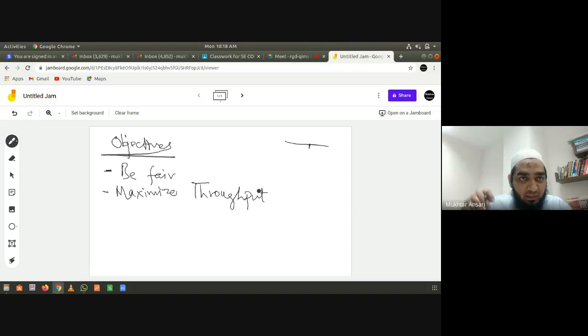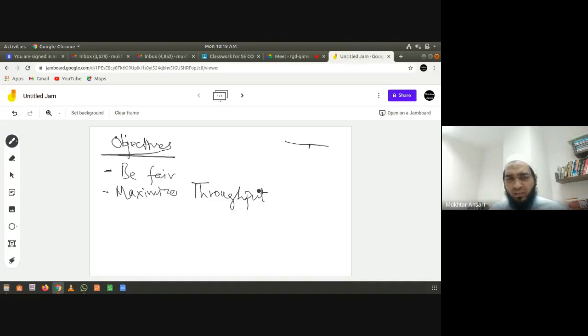The purpose of this objective is that the maximum number of processes will be executed per unit amount of time. Otherwise the efficiency of your algorithm will be reduced, and we don't want any algorithm with very low efficiency. Each and every algorithm must have a good efficiency so that we get the maximum throughput. So this is the second objective.